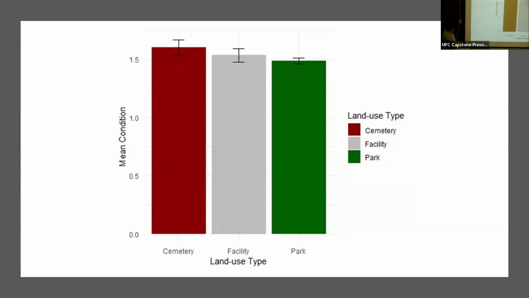So yeah, I was actually wrong. Trees in parks actually ended up doing better than they did in facilities. This could be because of the care that the town puts into their parks. And as you can see, these differences are actually very small. I think it's a difference of approximately 0.1 on the health condition scale, which is pretty much nothing, considering that the data goes in ordinal categories, either 1, 2, 3, 4, or 5, no in between. So 0.1 is really not that big.